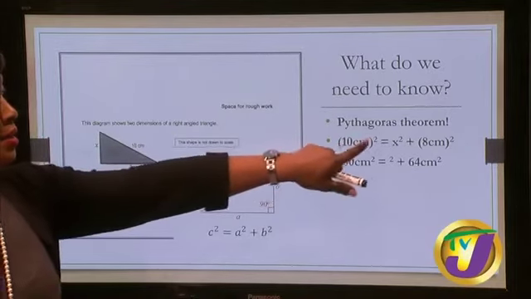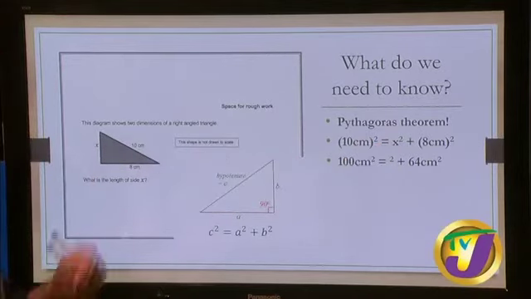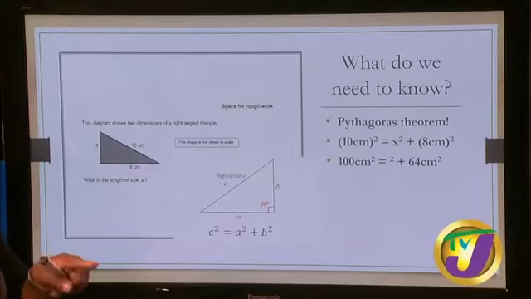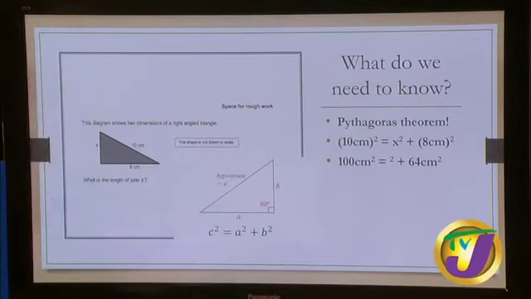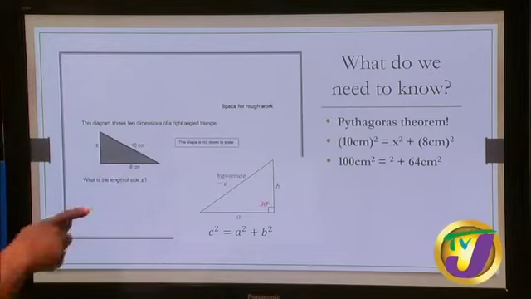So 10 centimeters squared is equal to x squared, the unknown side, plus 8 centimeters squared. 10 centimeters squared is 100 centimeters squared. And where's my x? x squared plus 8 squared, which is 8 times 8, is 64 centimeters squared.